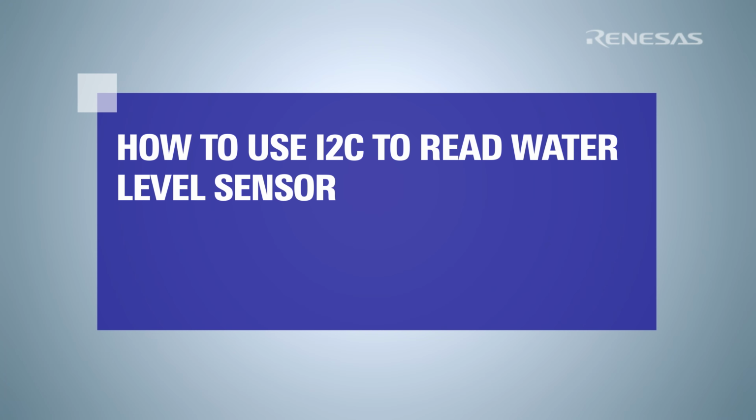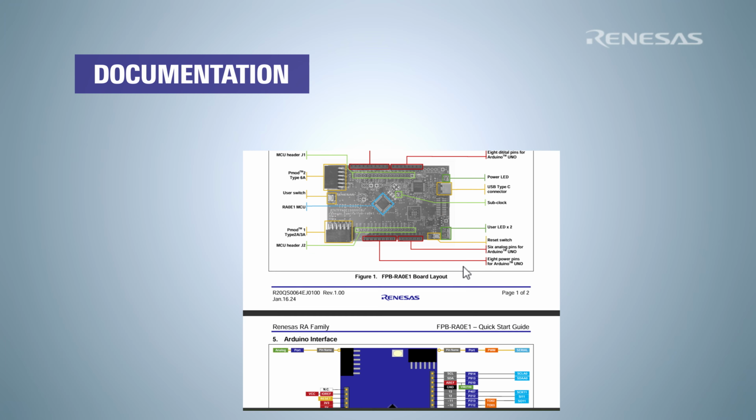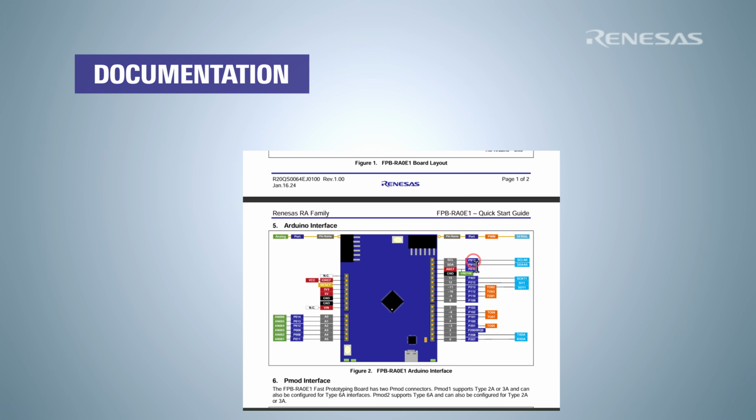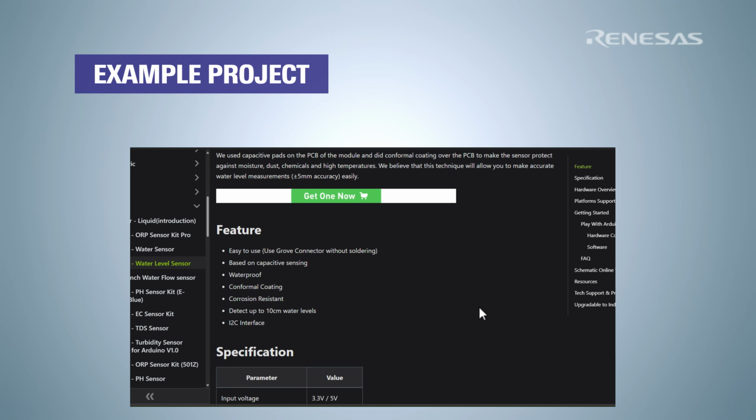In this project, I will demonstrate how to use I2C for water level sensor reading. We can use this quick start guide document to get the pin numbers for I2C connected to Arduino interface. We will use this water level sensor from Seeed Studio.